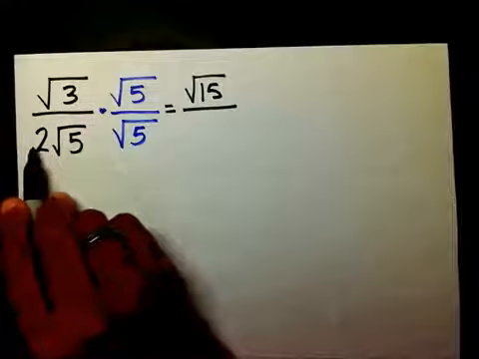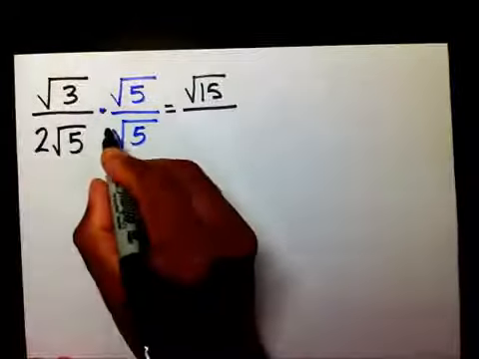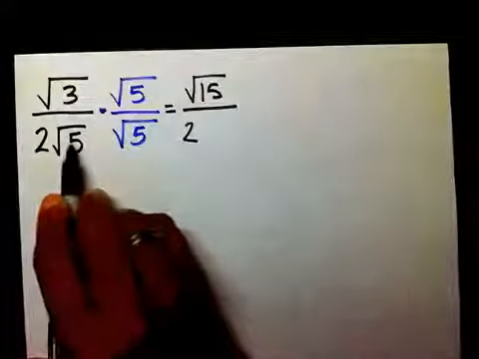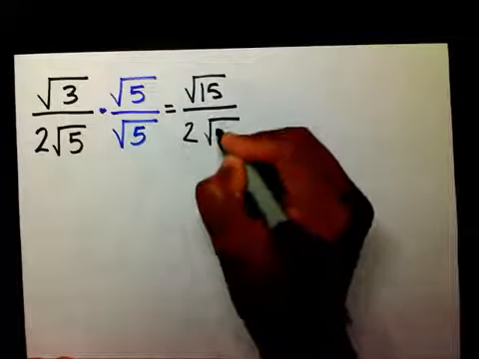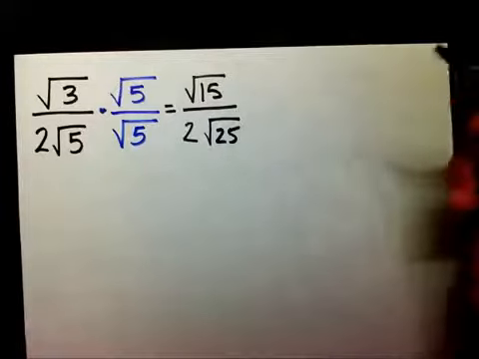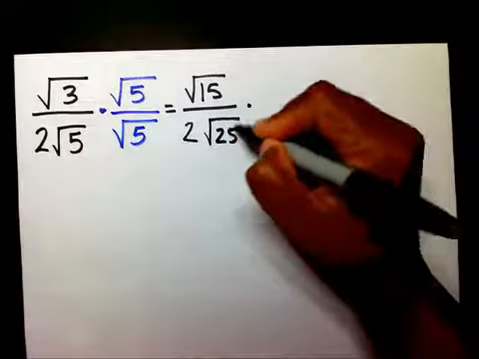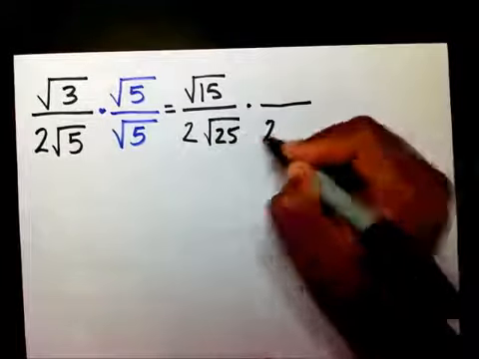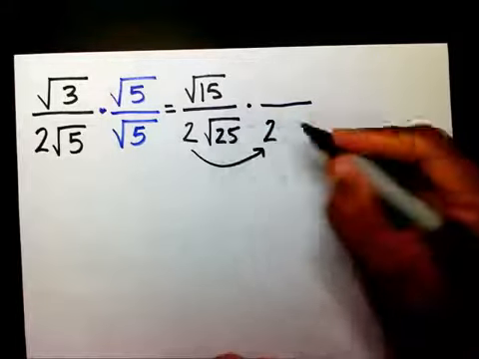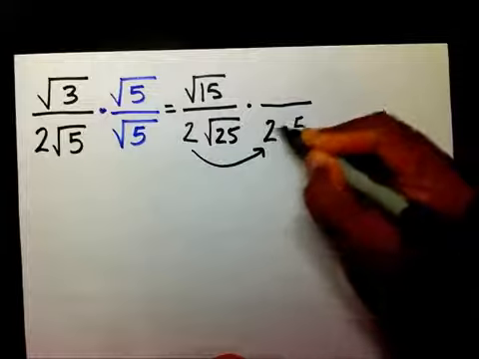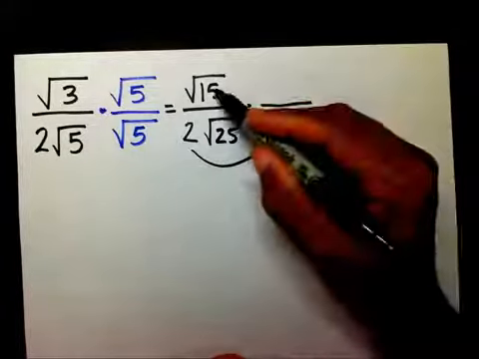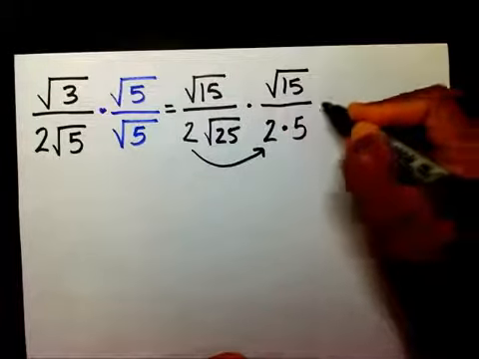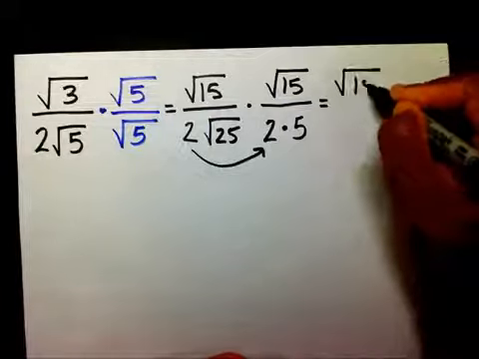And I'm going to multiply 2. Remember we said there was a 1 right here. 2 times 1 is 2. And radical 5 times radical 5 is radical 25. Now, I've created this perfect square right here. So, in my denominator, I'm going to bring my 2 over. And radical 25 is really 5. So I'm going to end up multiplying these two. 15 is already simplified, so that's going to remain 15. So my final answer is going to be radical 15 over 10.